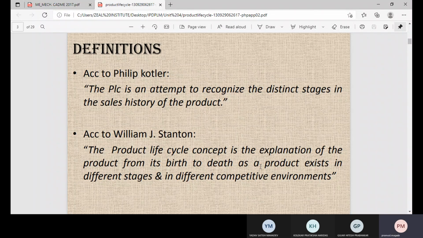Why are competitive environments there? Because, see, in case of the competitive environment, what happened? We are going to check the various stages, and it is not like I'm going to launch the product and nobody else is going to launch. It is not like that. There are other launches. That's why the competitive environment. So you can write this.